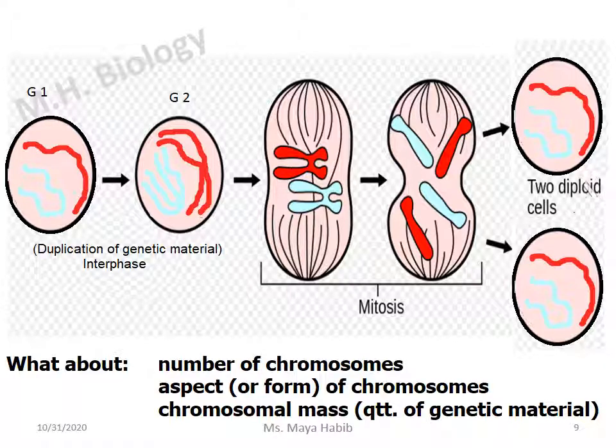Now let us go into this general scheme, showing the changes that occur during one cell cycle, and try to answer the following questions. What is the number of chromosomes in this cell? What is the aspect, or form, of these chromosomes, during G1 and G2? What is the chromosomal mass, that is the quantity of genetic material, during G1, during G2, at the beginning of mitosis and at the end of mitosis? Is it 1q, or 2q? Pause the video, and I will correct later on, after you finish.